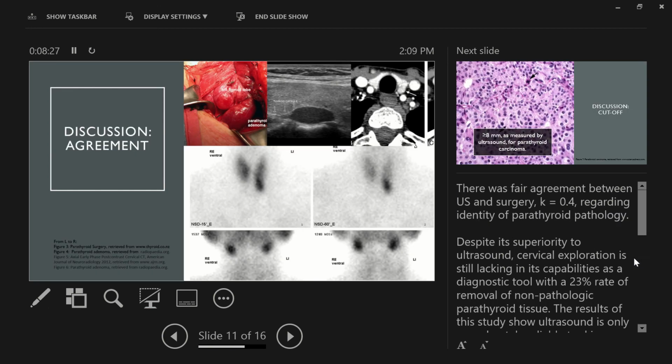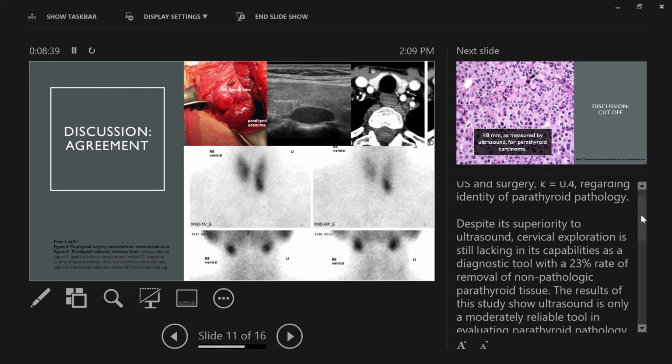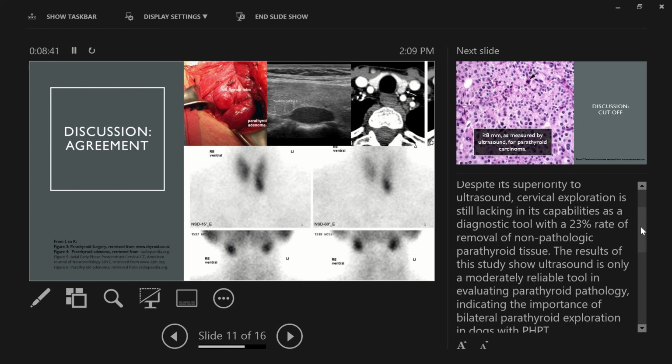So then, bringing all this together in terms of the agreement part of it, again looking at surgery, ultrasound, and histopathology, there was a fair agreement between ultrasound and surgery with a kappa value of 0.4 regarding identity of the parathyroid pathology. We ultimately concluded that despite its superiority to ultrasound, cervical exploration is really still lacking in its capabilities as a diagnostic tool, with a 23% rate of removal of non-pathological parathyroid tissue, as I mentioned before.